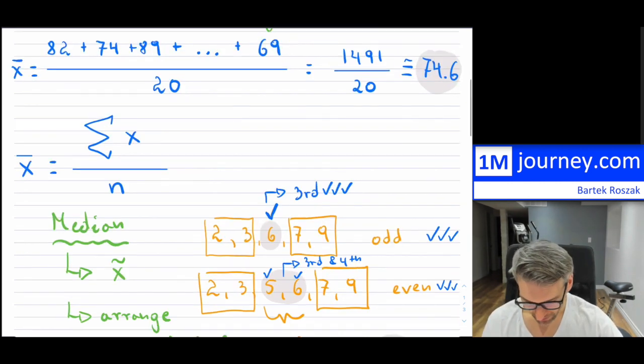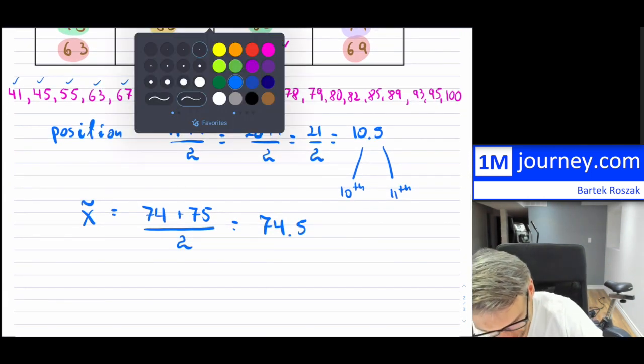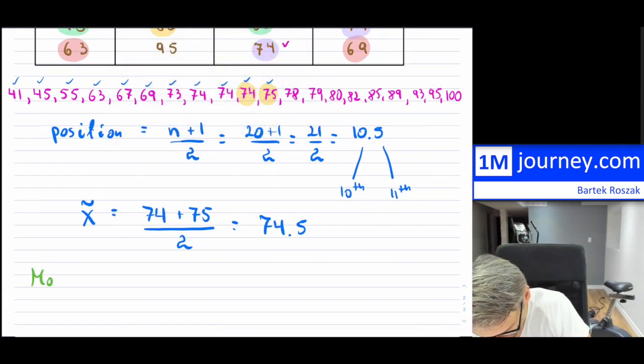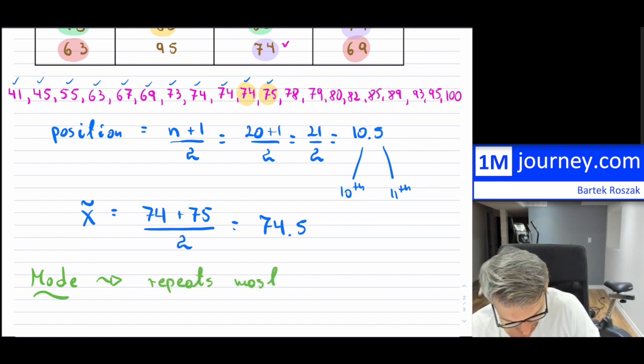Now, the next item in the central tendencies is the mode. So what is the mode? The word mode simply means that you take your data that repeats most often.